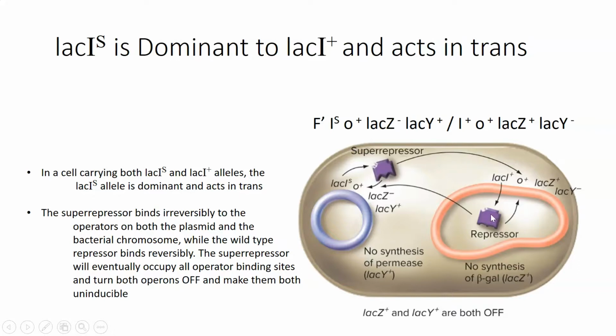In fact, when the wild type repressor gets pulled off in the presence of inducer, any super repressor around is then going to bind and occupy that site. And it's going to end up shutting off operons on both the plasmid and on the chromosome. Okay, so the repressor is a diffusible protein which acts to regulate in trans.